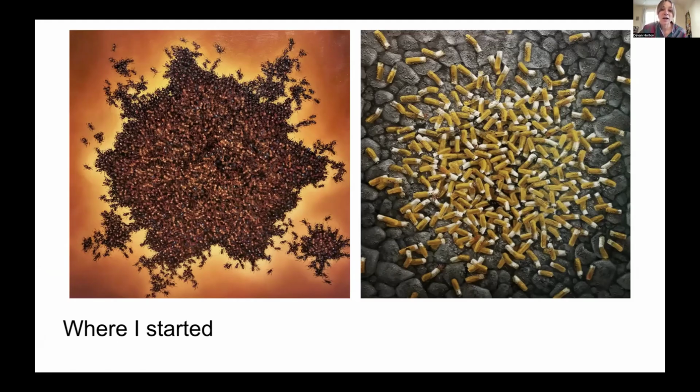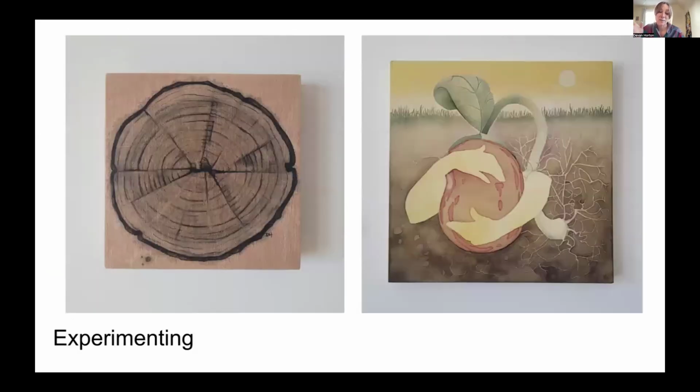And just working in this way, I started thinking about consumption more, my own consumption, how I'm consuming in my studio practice, and in general, the materials I was using. So obviously, oil paint isn't great. So I just started experimenting all over the place, and these are my early experiments.